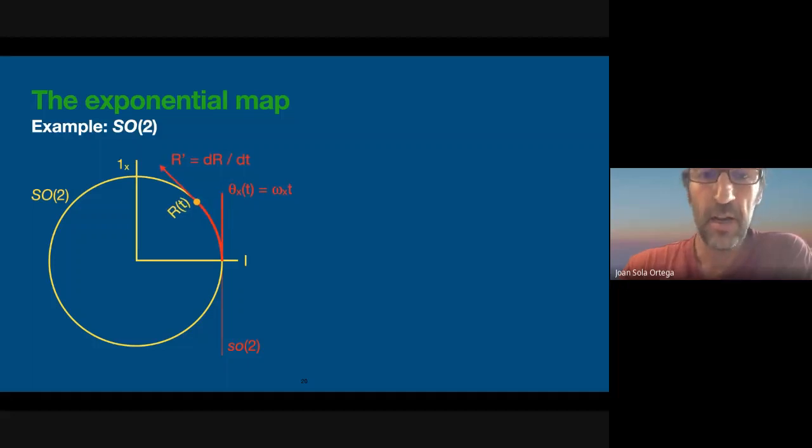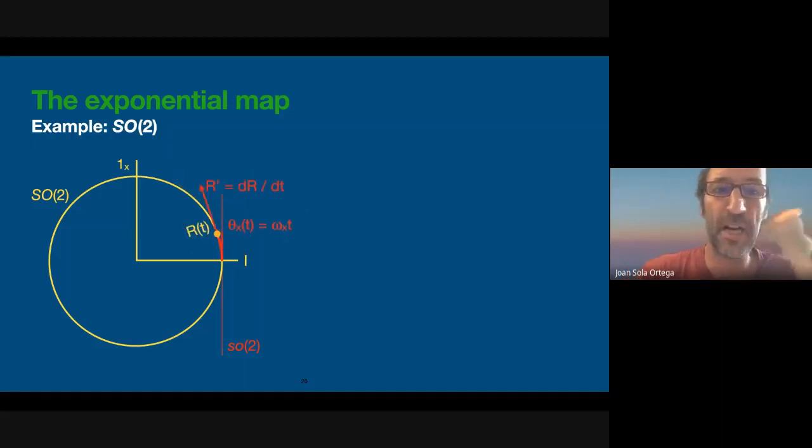Okay, so how can we, let's say, show the relation between R of t in yellow, and theta cross of t in red? There must be a relation between these two elements. One is in the tangent space, the red one, and one is in the group, the yellow one. There must be a relation. You can see it here.